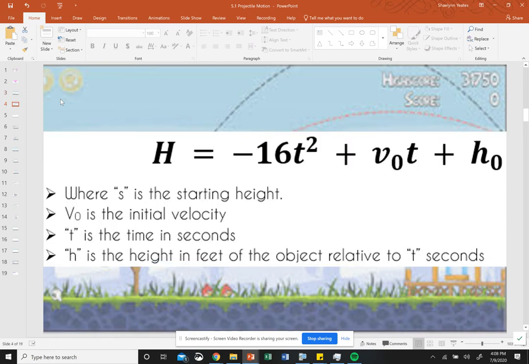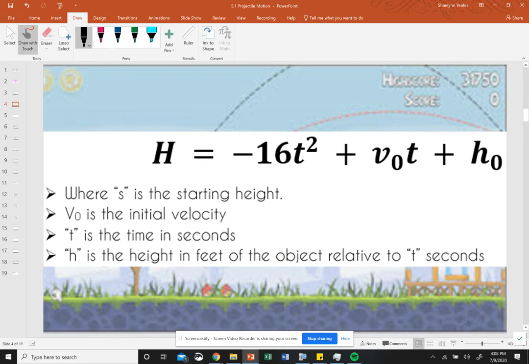All right, so a couple things to note. This is the force of gravity. It's affecting you at time squared. This is the initial velocity. This is the starting height. T is time in seconds.